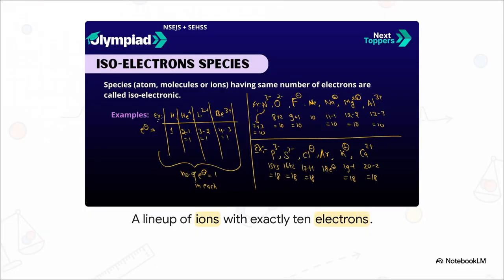Look at how nitrogen, oxygen, fluorine, and neon all hit that magic number of exactly 10 electrons, despite being entirely different elements. Nitrogen starts with 7 and gains 3. Oxygen starts with 8 and gains 2. Fluorine starts with 9 and gains 1. Neon just naturally has 10. And even positive ions like sodium and magnesium lose electrons to drop down to that exact same number, 10. It is just perfect chemical alignment.